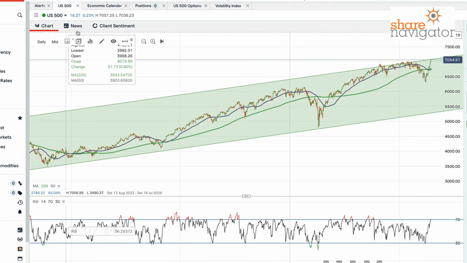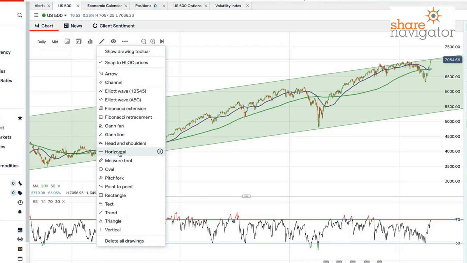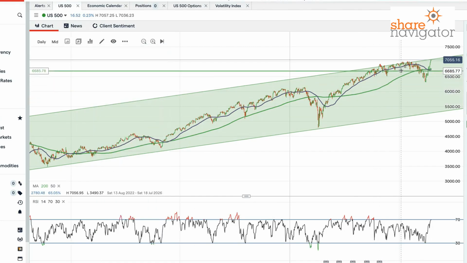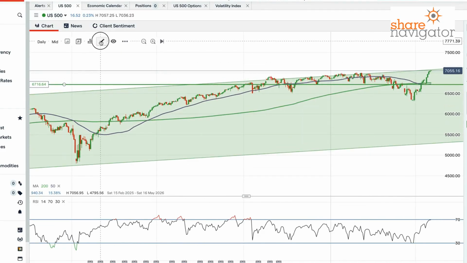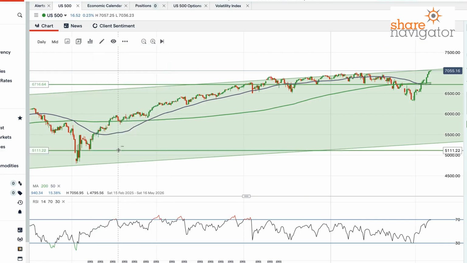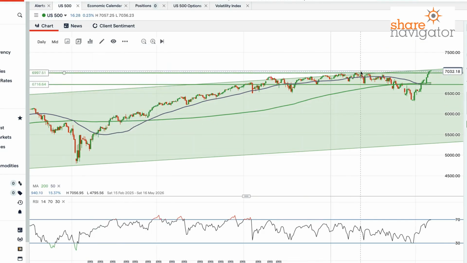So again, I'm going to put back in my support line. I'll click on my horizontal line, and I know my support line is in here, and I know there's one just above it. So I'm saying that if there is a pullback, our first pullback area is going to be 7,000. And if that doesn't hold, we're going to pull back somewhere below that, to around the 6,800 level. It's as simple as that, guys.